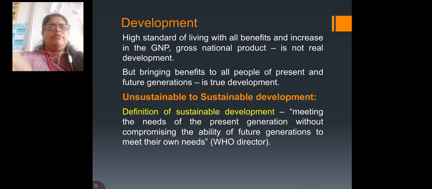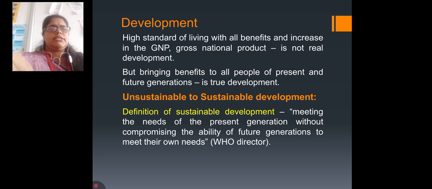So, if you take development, a high standard of living with all benefits and an increase in the GNP, that is, the gross national product, is not real development. But bringing benefits to all people of the present and future generation is the true development. So, the development of a nation is not only dependent upon the gross national product, but it should also bring benefits to the people living in that place.